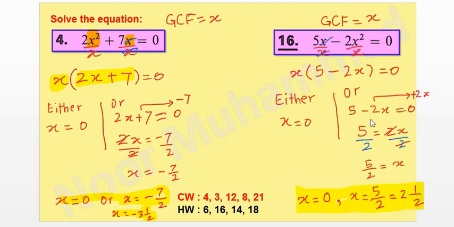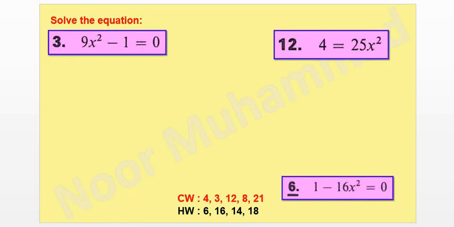So here is the answer for question number 16. Clearly you can see that GCF was x, so it was pulled out. So the first factor is x, and then here we moved, because -2x was negative, so better move it to the other side to change it into a positive, right? So this is all. Like 5/2 is an improper fraction, you can change it into a mixed number, but even 5/2 will also be accepted. Let's see, what do we have more to solve?